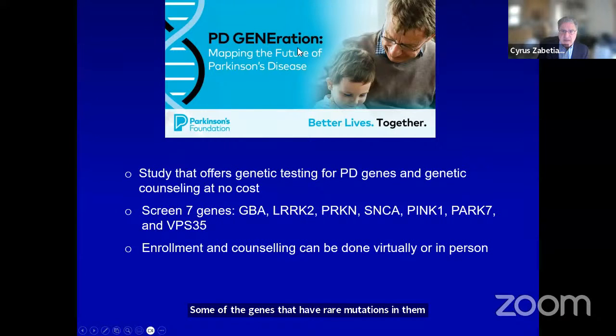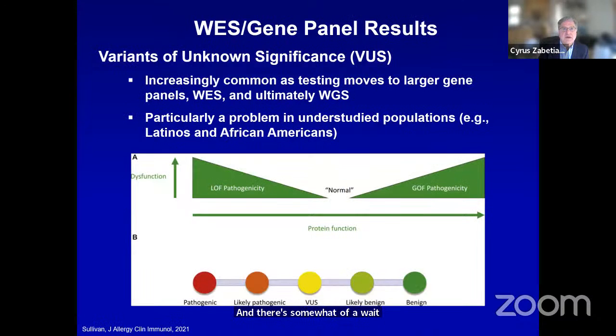Another option that people can, in some places, avail themselves of is PD GENEration. This is a study that the Parkinson's Foundation launched that screens 7 PD genes. The advantage is that they offer genetic counseling, and it's free. Enrollment and counseling can be done either virtually or in person. But again, this is not available to everyone, and there's somewhat of a wait, which is the other thing that I've heard.